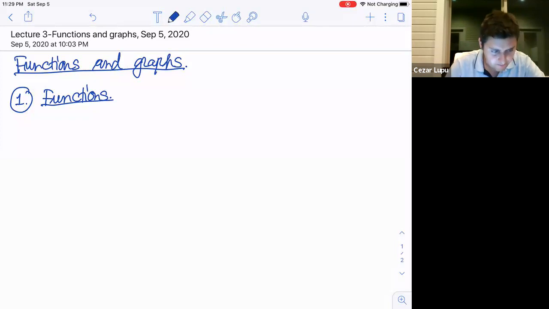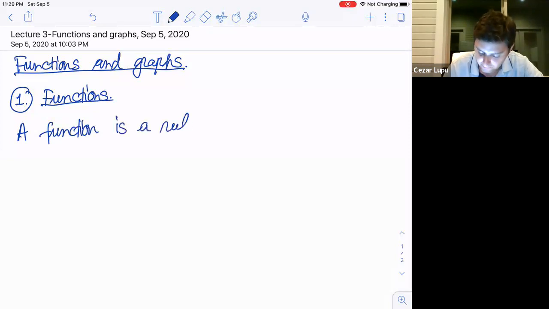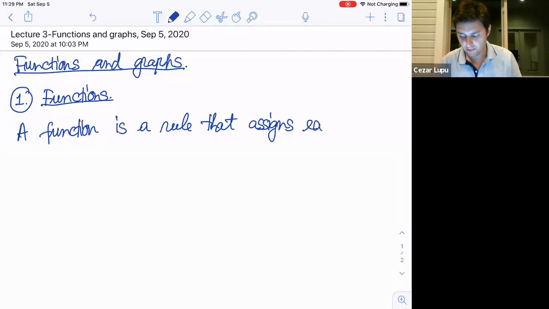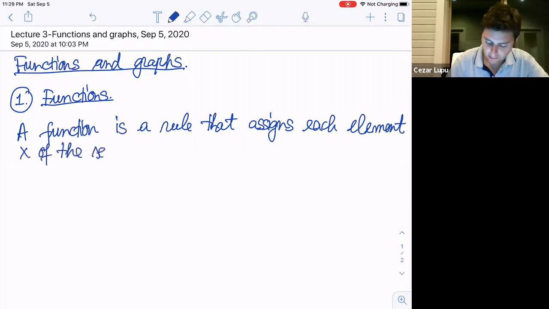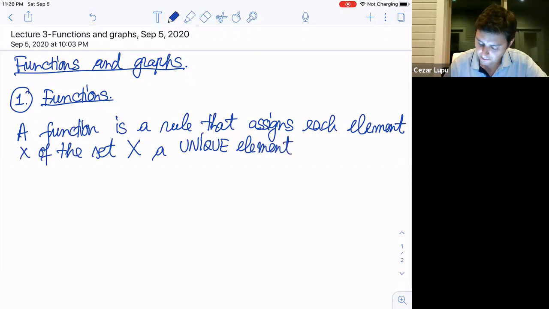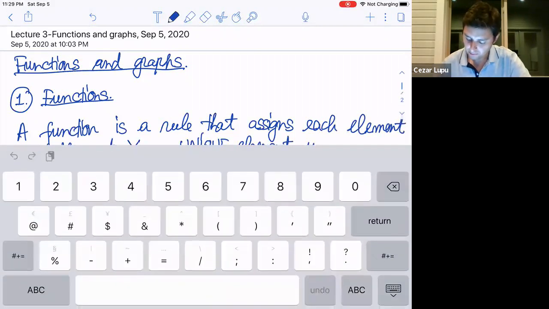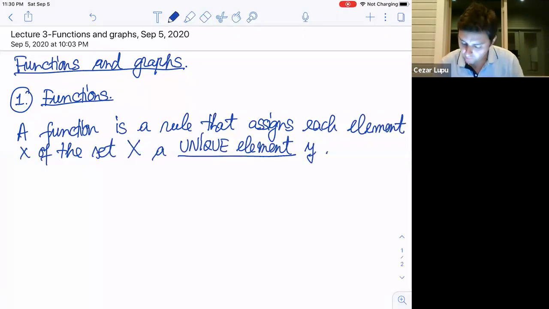So a function. Let me put it this way. A function is a rule, let's say, that assigns each element x of the set, let's say big X, a unique element y of the set, let's say big Y.